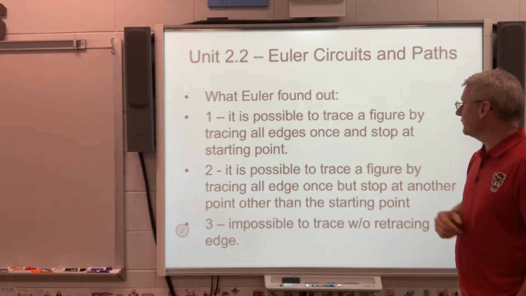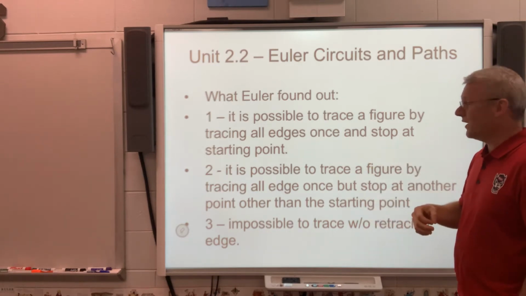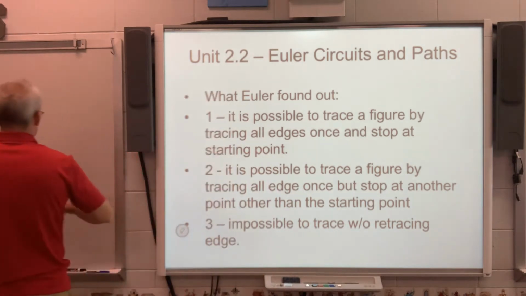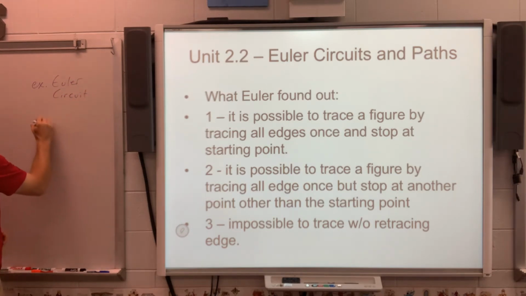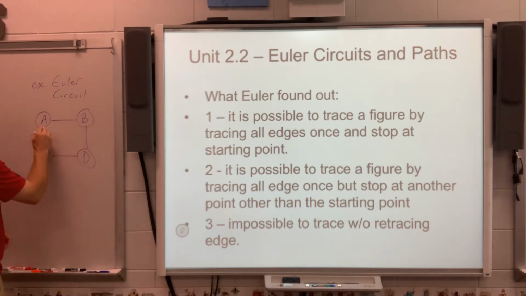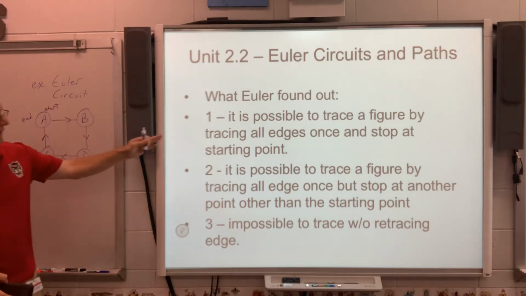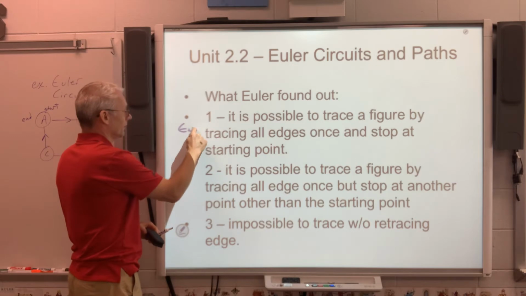So he said it's possible to trace a figure by tracing all edges once and stop at a starting point. So you start somewhere and you stop at the exact same point. So let me do an example of that. An example of an Euler circuit would be something really basic, like A, B, C, D. I can start here. I go down, go across, go back up. I end where I start. So I'm ending exactly the same place as where I start. So he said that's an Euler circuit, so that's his first one.